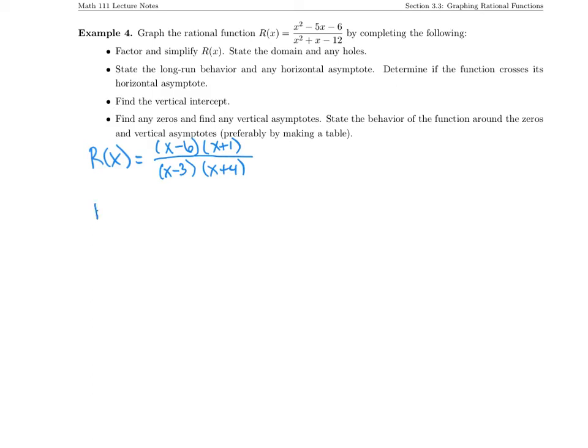So if we're looking for holes, well, if nothing cancels out, how many holes are there? There are none. Awesome. So let's take a look at our domain. For our domain, I need to see if there's any restrictions. And we're going to have those restrictions if we take a look in the denominator. So I'm going to set each of these factors equal to 0 and solve. Starting with x plus 4, that can't be 0. It means that x cannot be negative 4. And if I do the same thing with x minus 3 not being equal to 0, we're saying x cannot be 3.